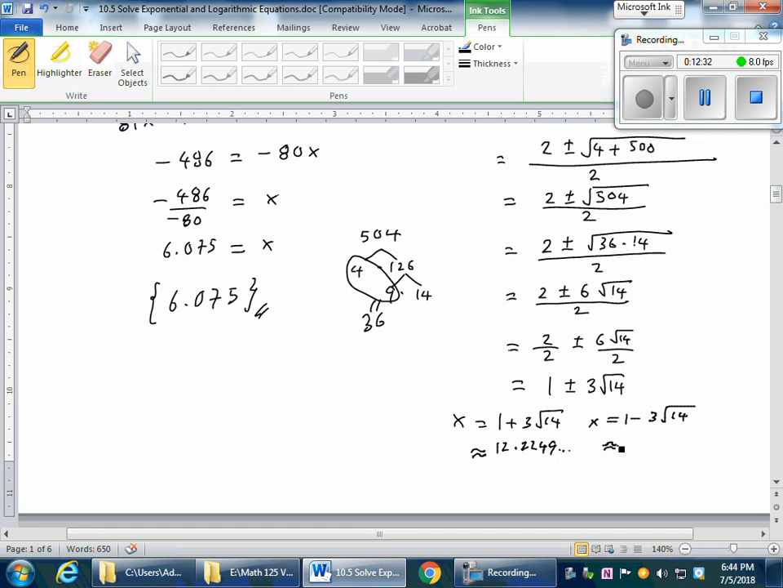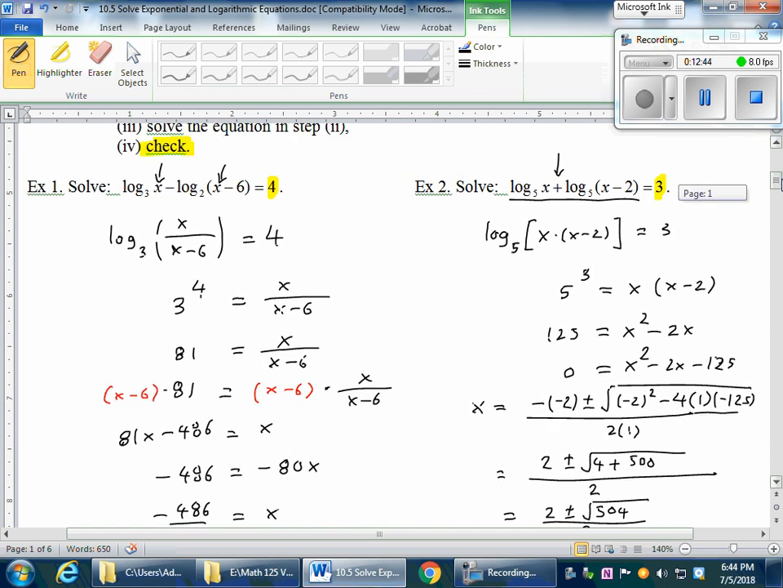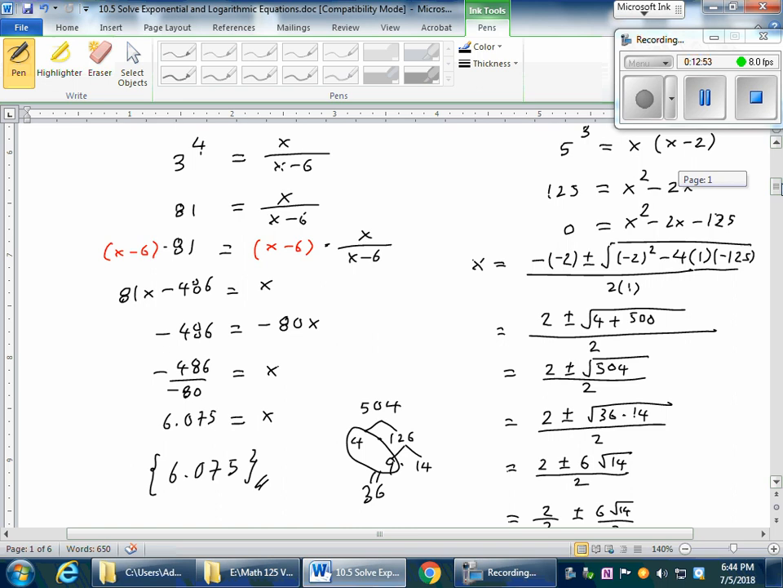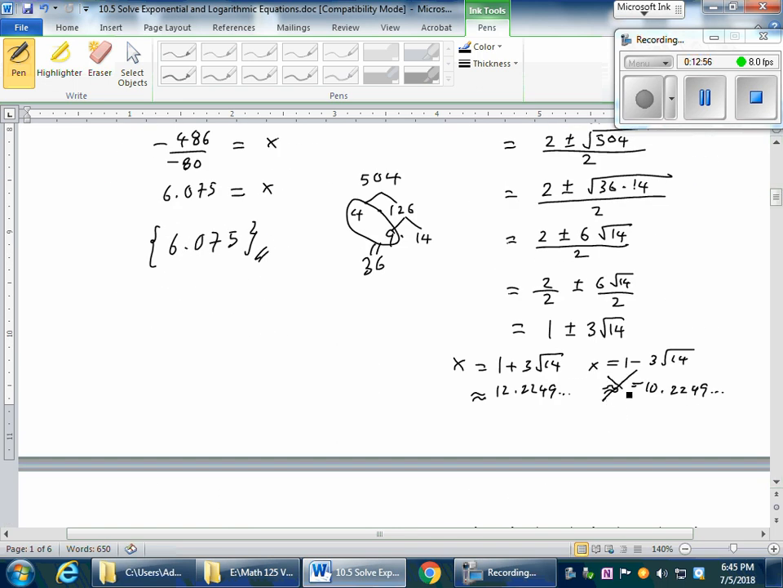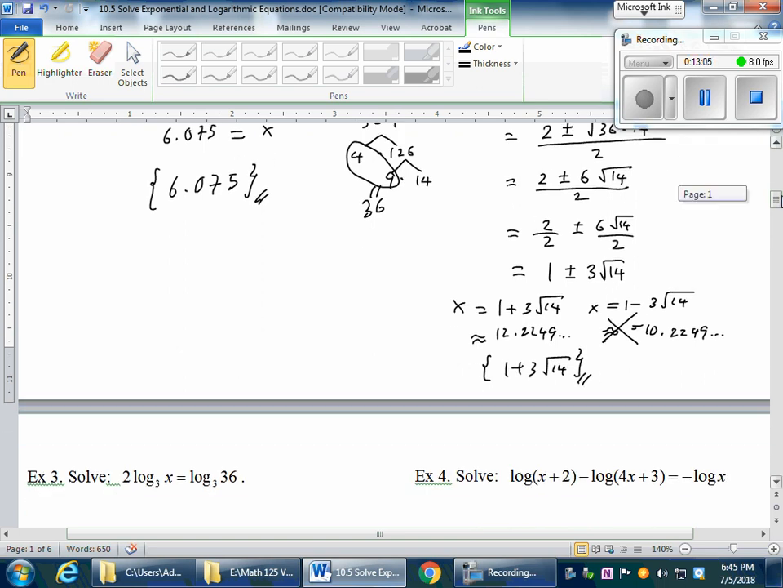You add 1 to it, which gives me approximately negative 10.2249... So clearly when I plug it back into the original equation, plug it into x, a negative number, that will not work, because remember the argument has to be positive. So therefore this is not the answer. My answer will be 1 plus 3 square root of 14. That's the only one. So you have to check, otherwise it will not work.